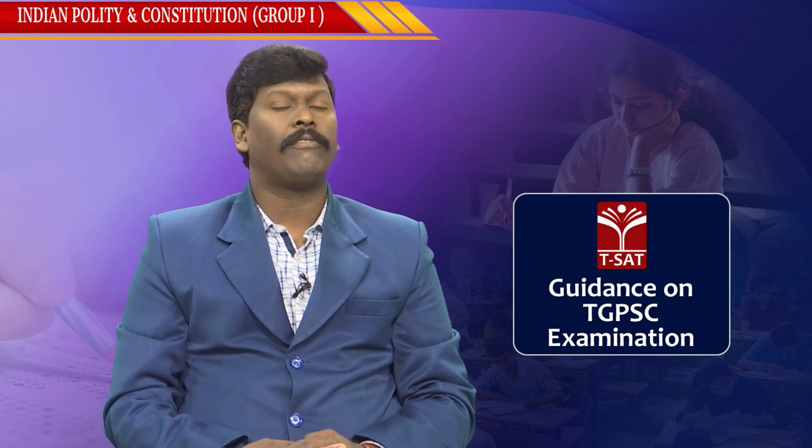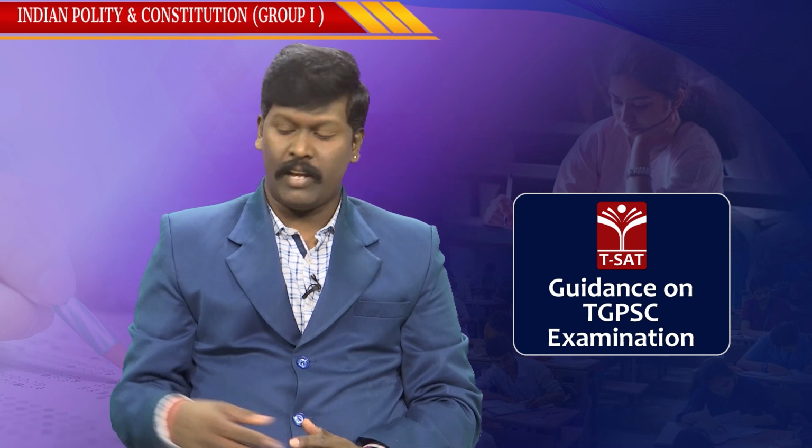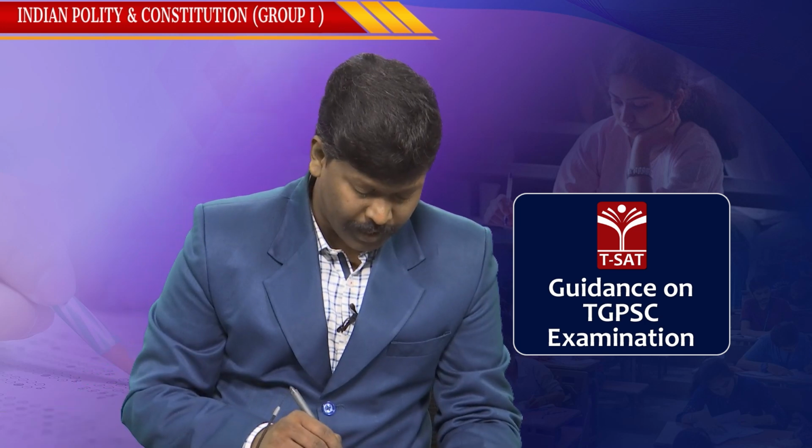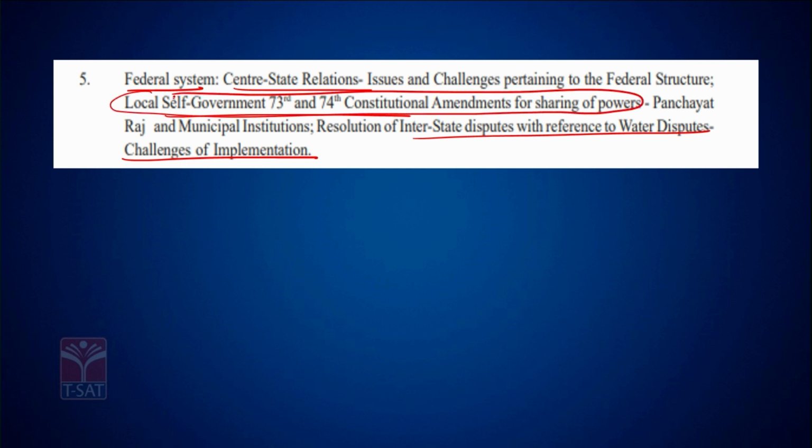In this class, let us see the other components of Chapter 5 in Indian Polity and Constitution. What are the topics in this chapter? The federal system, center-state relations, local self-governance, water disputes, challenges of implementation. Local self-governance we have seen in the last class. Now, let us concentrate on federal center-state relations, interstate disputes, etc.